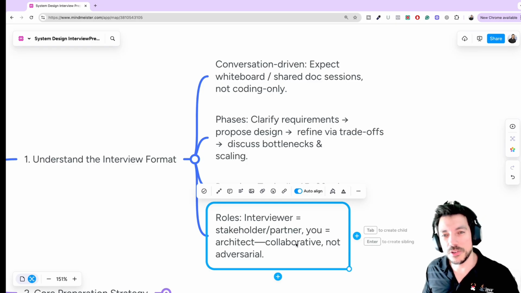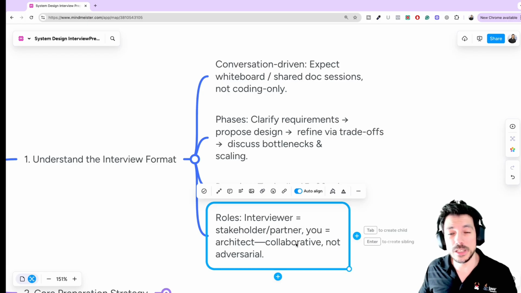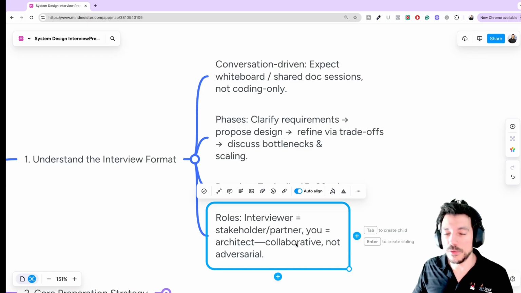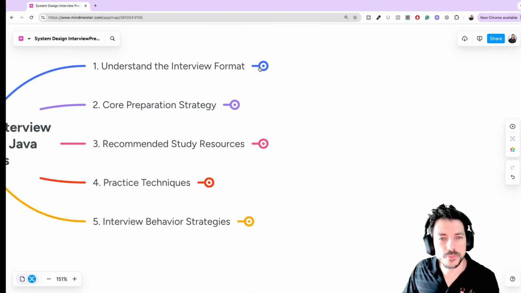So if you show that you're an easygoing person, if you show that you're a nice person to work with, if you show that you're not arrogant, all of those things count a lot. Okay, so this is the first point.